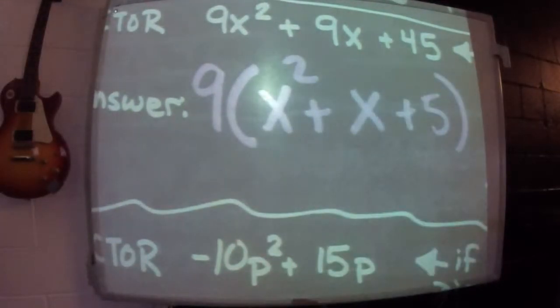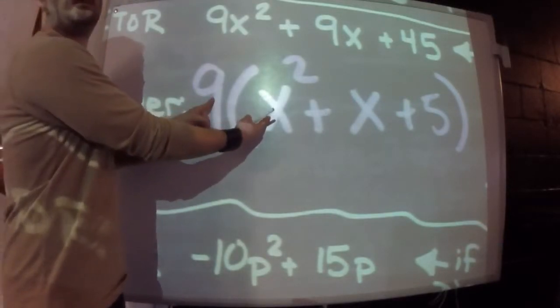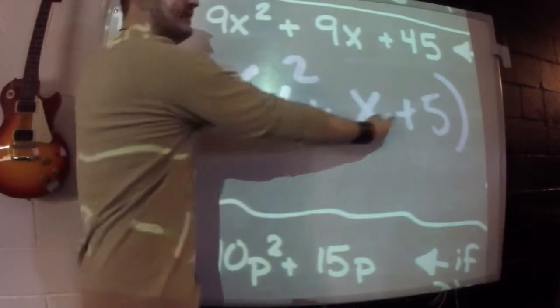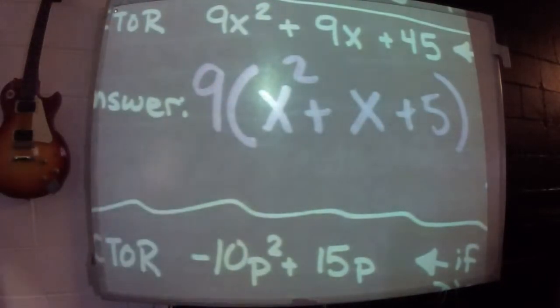And that's it. Now, if you're not sure, and if you want to make sure you got the right answer, just do a real quick check of redistributing. Does this make 9x squared? Does this make 9x? Does this make 45? Yes. Then it's done right. If you redistributed this 9, you should get back to the trinomial you started with.